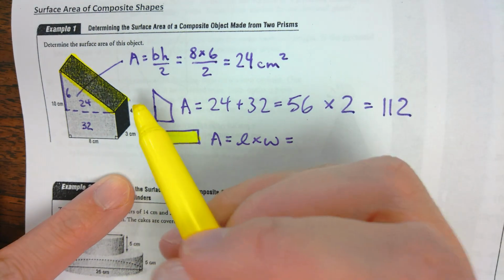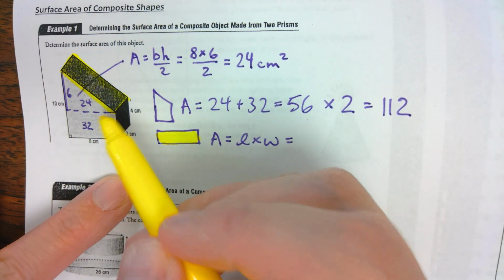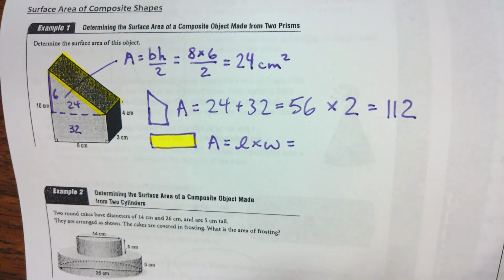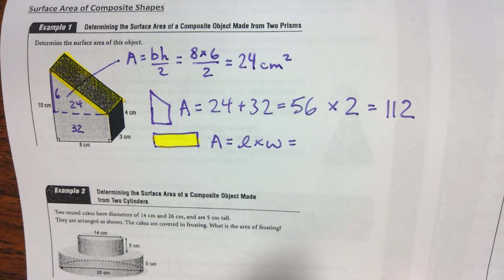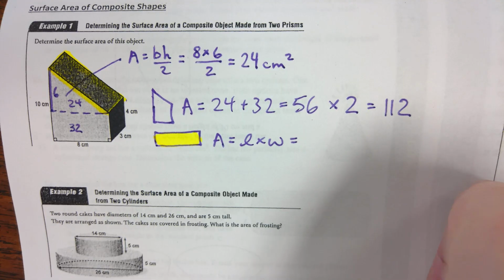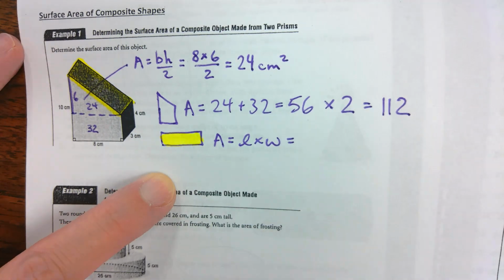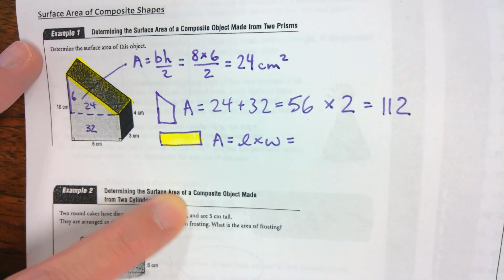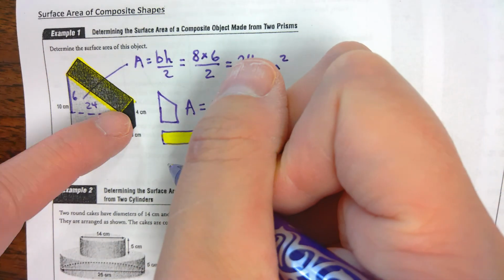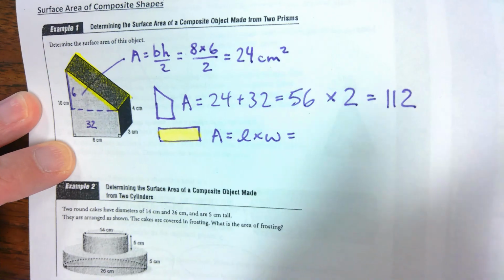I know that this is 3, but do I know this? Do I know the diagonal? No. So what should we do if we don't know a length? Yeah, you're using the Pythagorean theorem. Whenever you don't know a length, it's always the Pythagorean theorem. We're looking for this diagonal, and let me erase this so that you don't get confused.